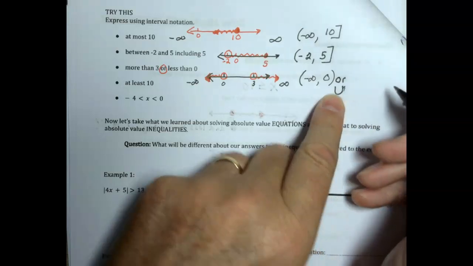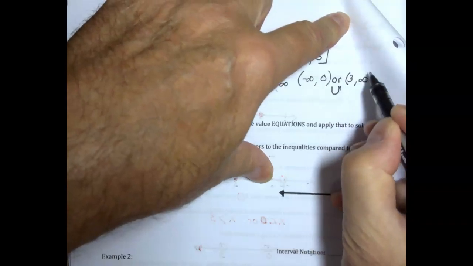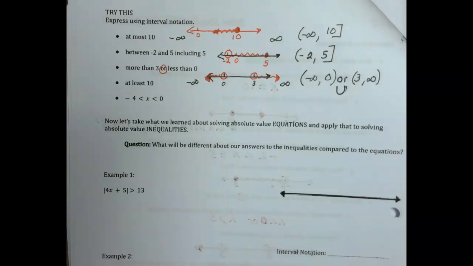3 non-included to 5. These look like most of them. Okay. The next one is at least 10. At least 10. So it can't be smaller than 10, but it can be at least 10.